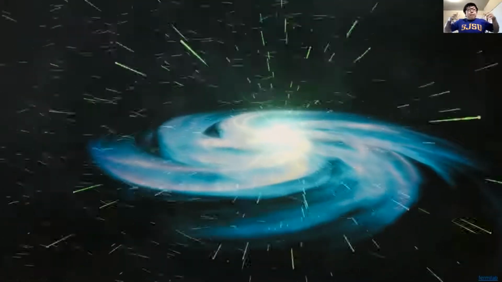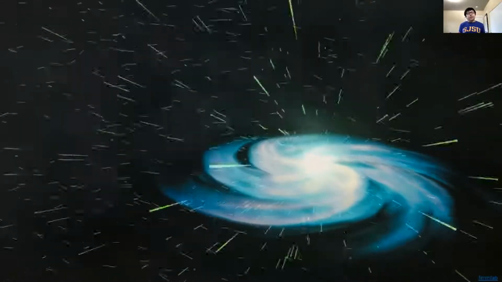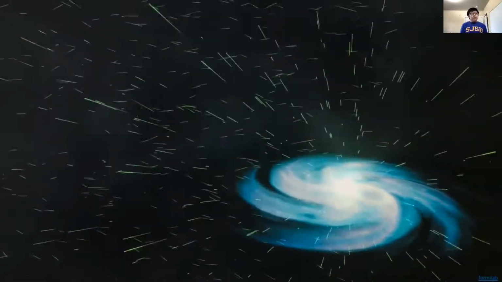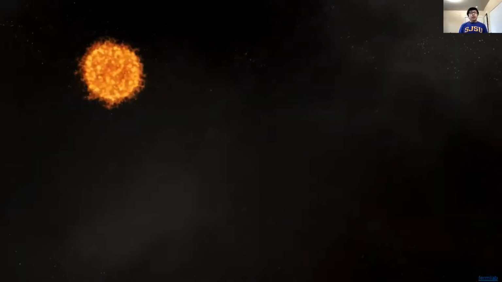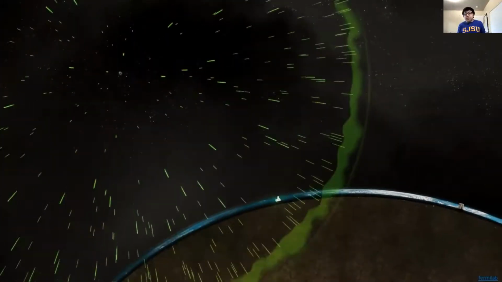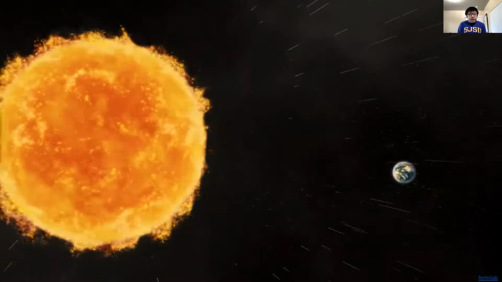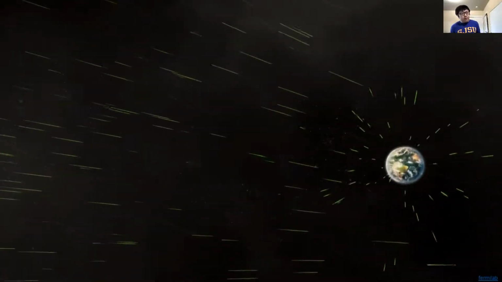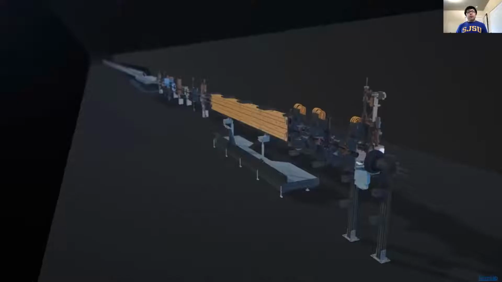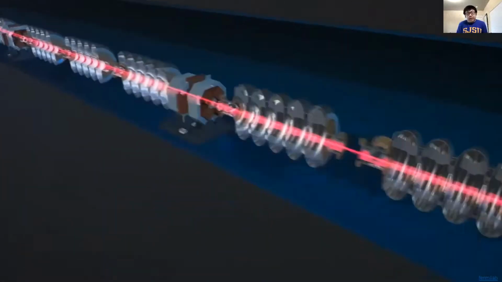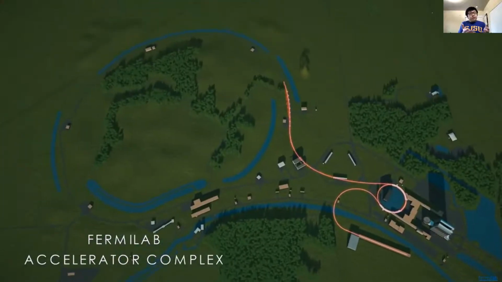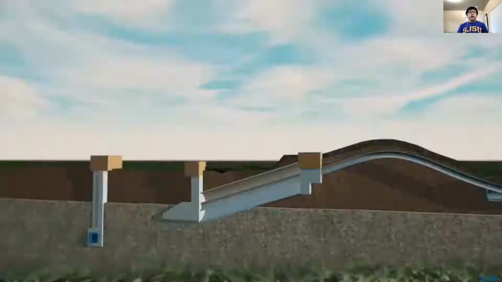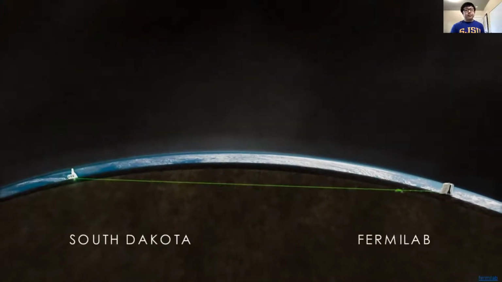Neutrinos are the most abundant particles in the universe. 1 trillion pass through our bodies every second. They can be created in supernova explosions. Our sun currently generates neutrinos, as do our Earth and its atmosphere. We can also create them at particle accelerators. This one in particular is at Fermilab. And we would then send them off to South Dakota for measurements.